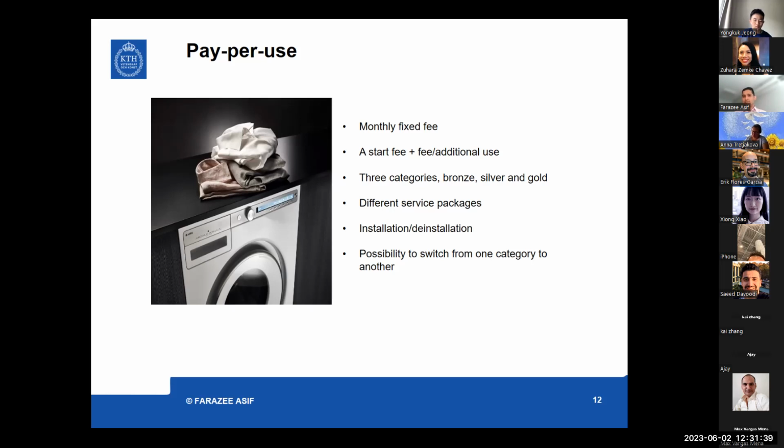And the service package, as I mentioned, has different levels, and installation and deinstallation is included. So the OEM maintains the ownership of it and provides only the service. And there is also the possibility for the customers to switch from one category to another. So this is more or less the business model.